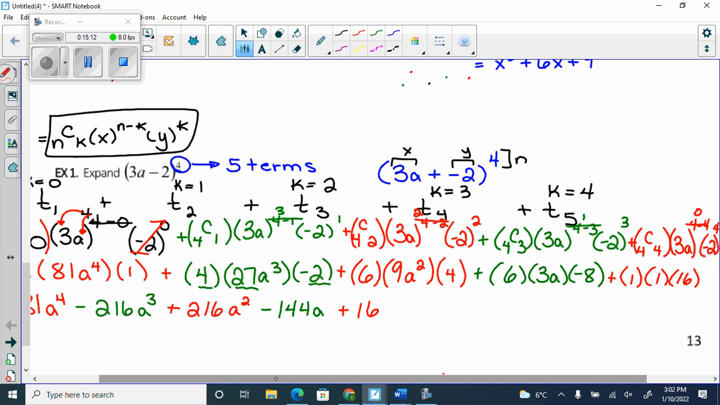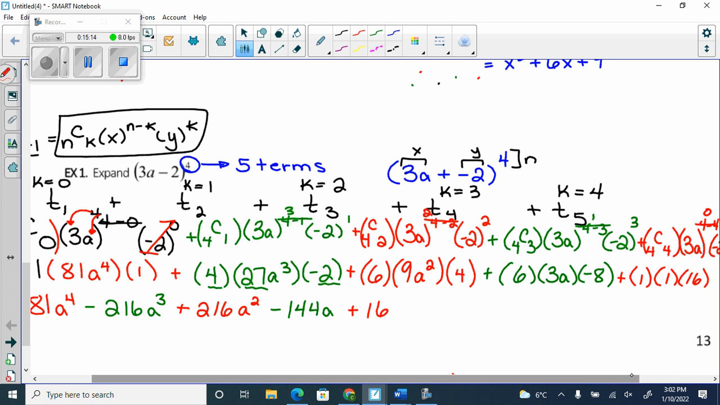So if I have to expand the whole thing out, which I just did here, it's 81a to the 4 minus 216a cubed plus 216a squared minus 144a plus 16. So not extremely reduced in time, correct? But it is reduced in time if I just ask for one term instead of all the terms. It's also a much better chance of you not making a mistake. If it was like 3a minus 2 to the 10, you're probably making an oopsie.